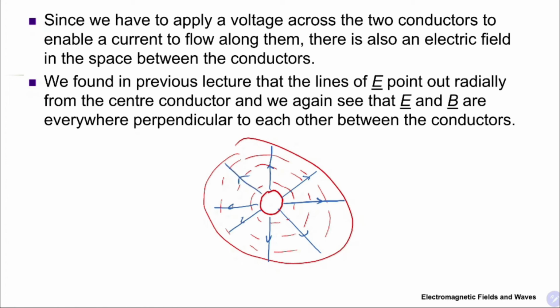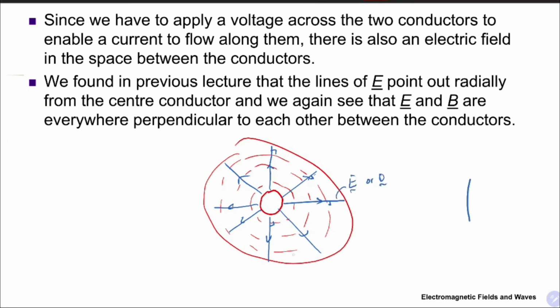Okay, so what we have shown is that the electric field and the magnetic flux density are always perpendicular to each other. So at every point here, this is my E or D, and this is my B. And they are always orthogonal to each other, or perpendicular. Okay, so that is Ampere's law.